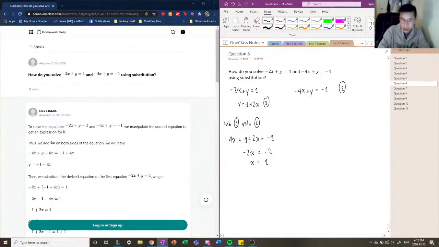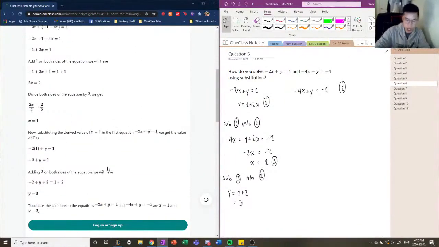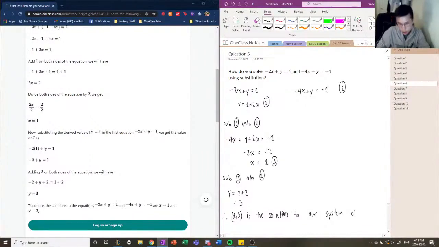However, we still need our y, so I'm going to label this 3, and we're going to sub 3 into 1 to solve for y. Okay, so if I sub 3 into 1, we get y equals 1 plus 2, which equals 3. Okay, so now we have found our point of intersection. Therefore, 1 and 3 is the solution to our system of equations. Okay. All right.